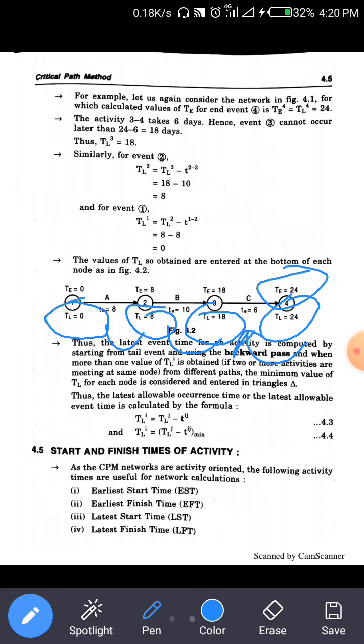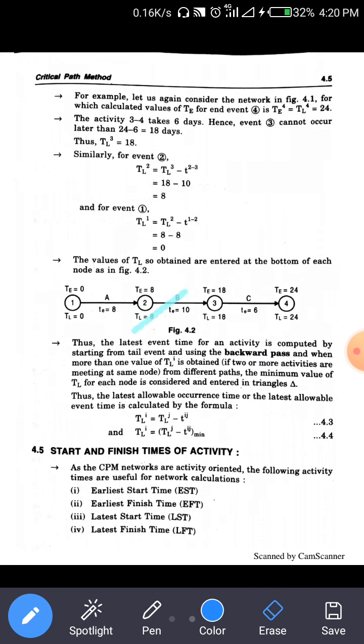So for finding TE we require summation, and for finding TL we require subtraction of the value. The equation for finding TL is given: TLi is equal to TLj minus tij. These are the important formulas for finding TL and TE.